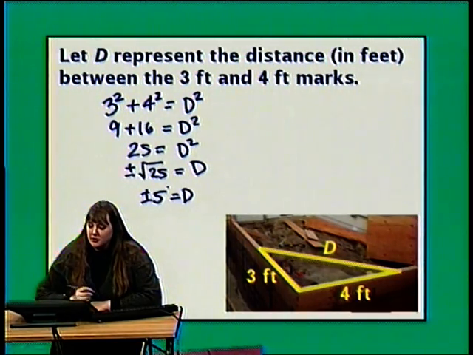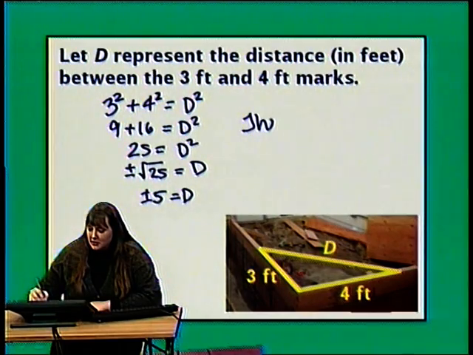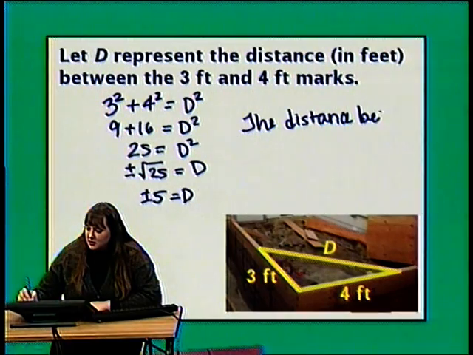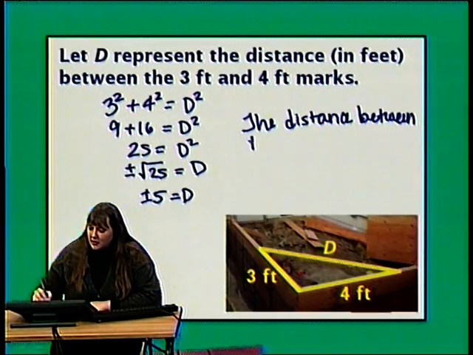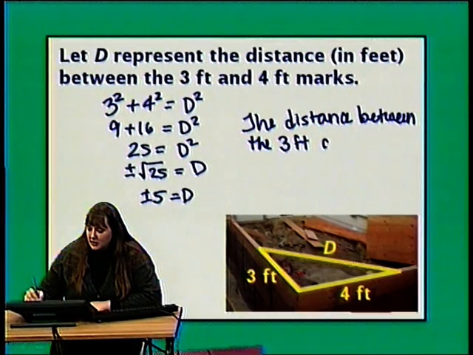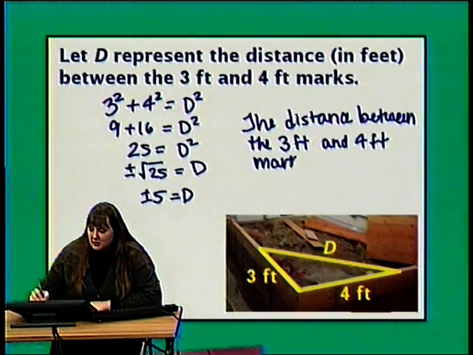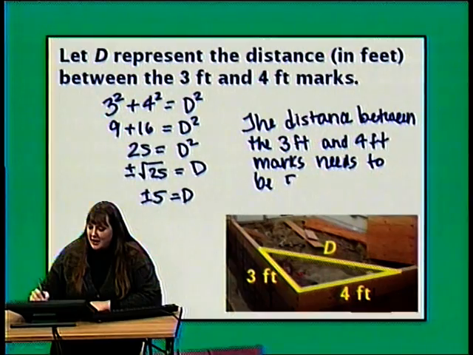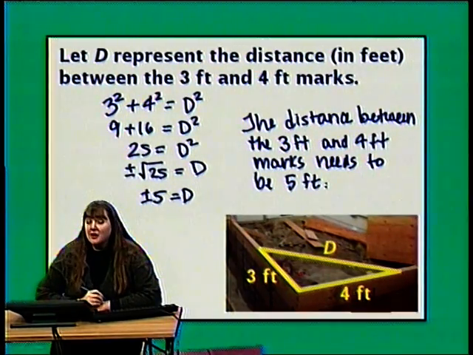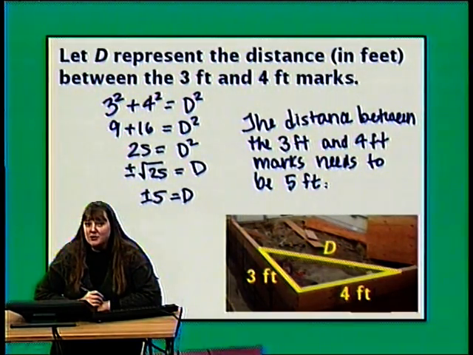So I'm going to go ahead and write the conclusion. The distance between the 3-foot and 4-foot marks needs to be 5 feet. This is a nice Pythagorean triple that contractors often use. If they're building forms or building walls, they can measure off 3 and 4 feet and make sure that the distance between those two marks is indeed 5 feet.